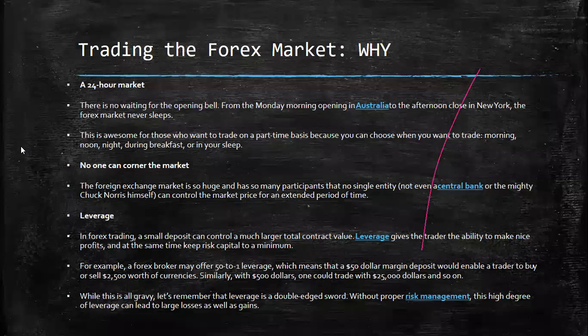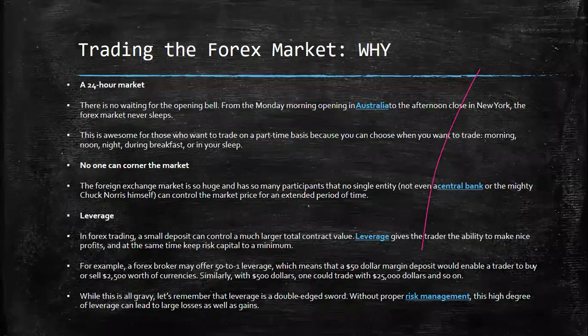Another reason why people trade the forex market is because you can't corner it. No one can bully the market, and while there's a little bit of market manipulation, for the most part it's almost a bare minimum because the market is so big. The forex market is so huge and has so many participants that no single entity, not even a central bank, can control the market price for an extended period of time. Central banks can stop hunt and create large movements in price for a few hours, but it's not going to be sustained, and that's when retracements come in handy. We'll go along with that later on as well.